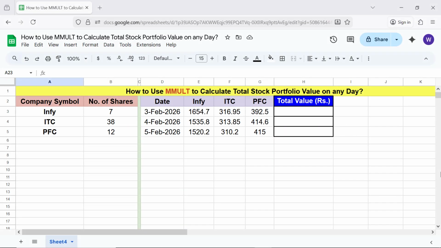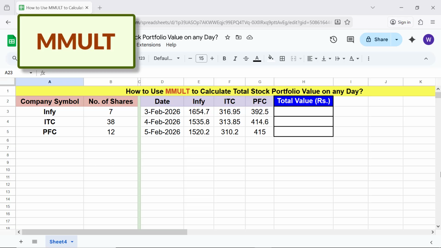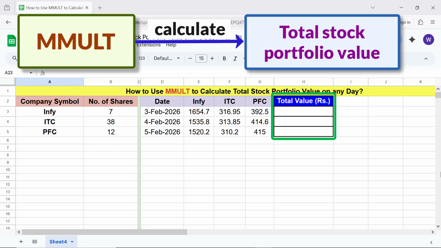Hello folks, greetings. Welcome to this tutorial, which gives the steps to use the MMULT function to calculate the total stock portfolio value on one or more days.